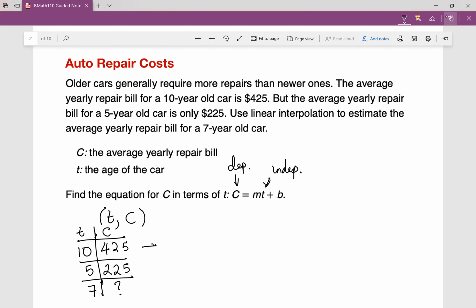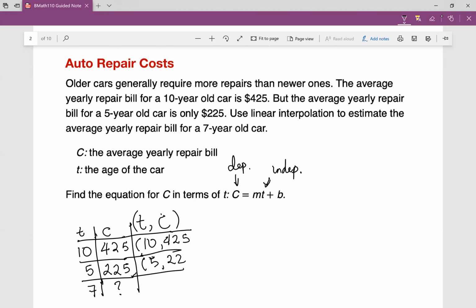So the other pair in here, let me write this down here. Maybe I have another column, T, C, other pair. So this is (10, 425). And then another one is (5, 225). And the last one is (7, something).